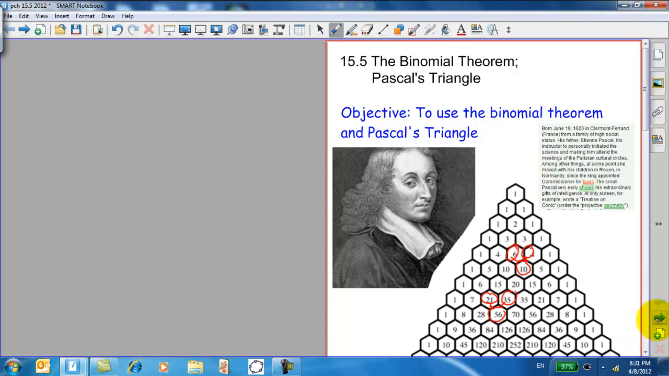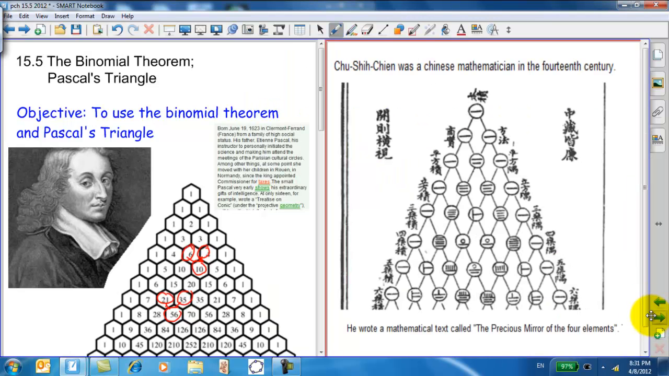Now this becomes very handy in many ways, and I want to give him full credit, but realize though that Qi Shen was a Chinese mathematician in the 14th century. That's like 1300s. Yes, well before our Blaise Pascal here, in a text called The Precious Mirror of the Four Elements. Okay, Chinese students, you can help me with those numbers later on.